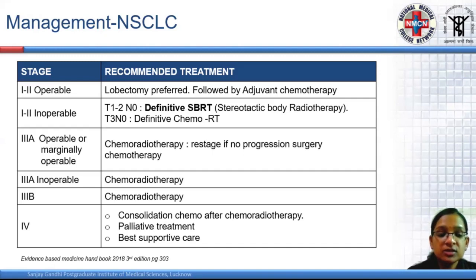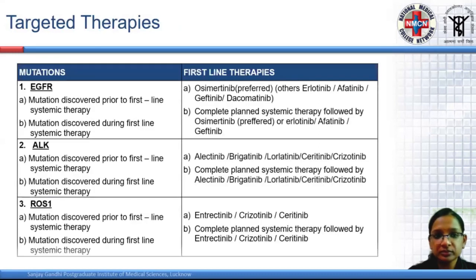Stage 3A, if it is operable or marginally operable, then chemoradiotherapy, and we should restage. If no progression, surgery. Stage 3A inoperable, then chemoradiotherapy. 3B, the standard of care is chemoradiotherapy. Stage 4, consolidation chemo after chemoradiotherapy, or palliative treatment or best supportive care based on the patient's presentation and general condition.